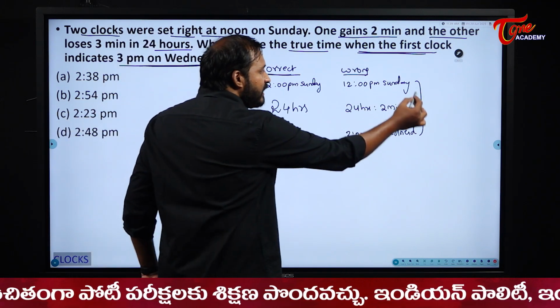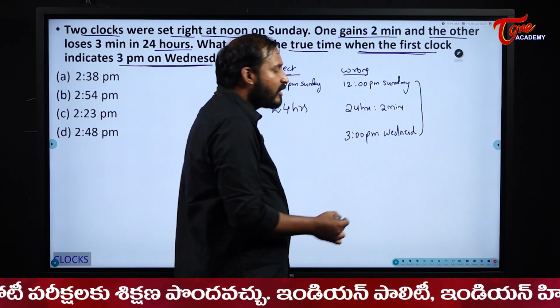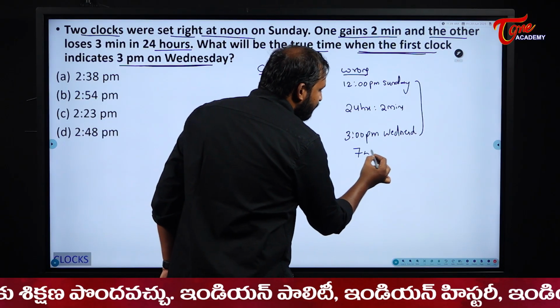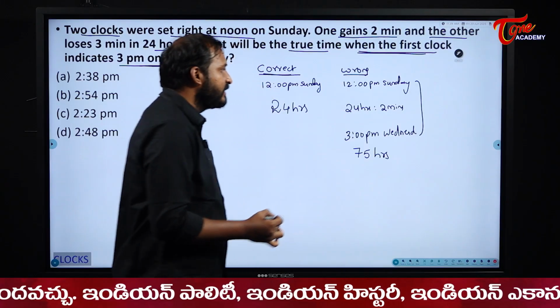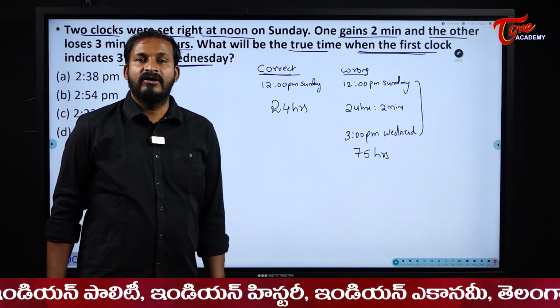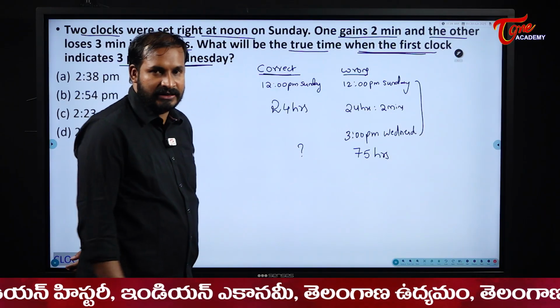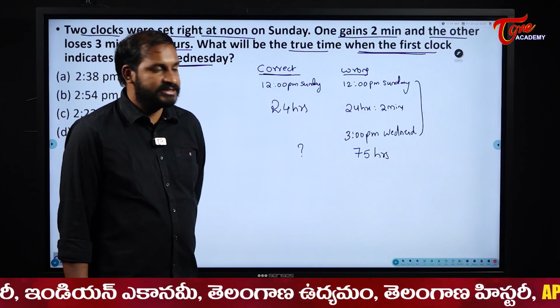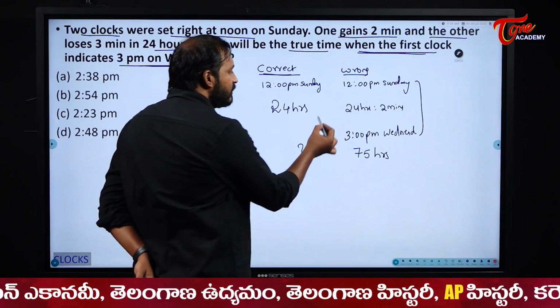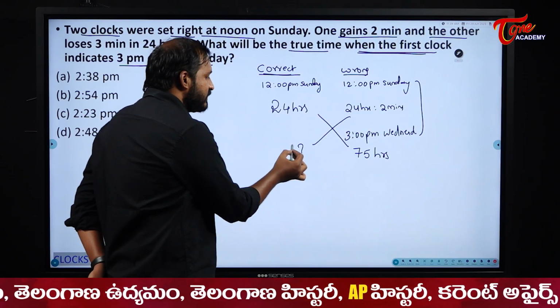That means from here to here, how many hours have passed? 75 hours have passed. Now, we need to find how many hours will have passed in my correct clock. Now, as usual, we will cross multiply. Let us assume it as x.